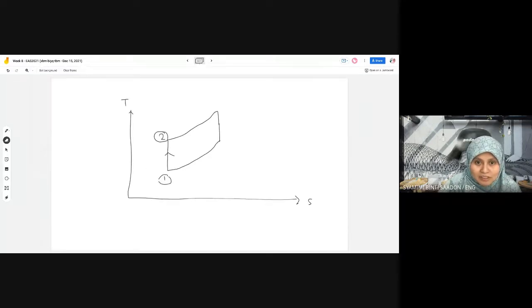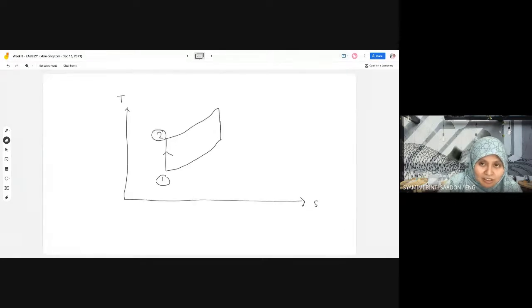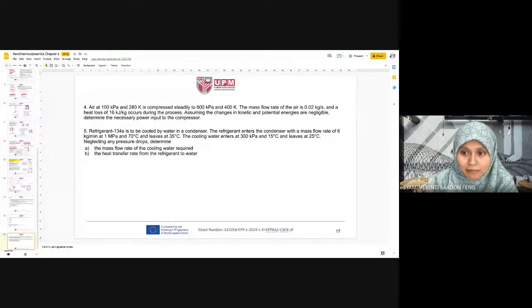So this one is the compressor with air. Okay, so I already sketched it. So how are we going to calculate the power input? Of course for power we need to use the energy balance, the first law of thermodynamics, the energy balance applied to a compressor.